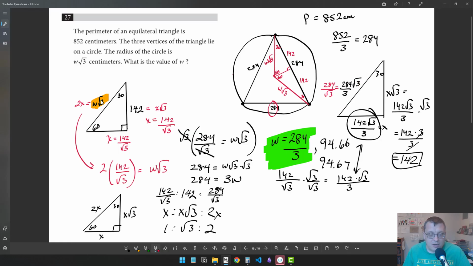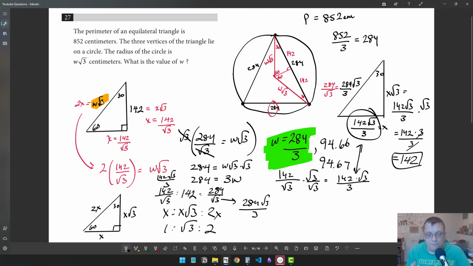And then when you compare, say, this side to this side, if I go ahead and multiply this x by radical 3, they cancel and we get 142. So even though we get kind of strange values here, right? You also can make this 142 times radical 3 over 3, and you can make this 284 radical 3 over 3. It's all the same. The point is they look weird, but they're in the correct ratios, and that's all that matters.